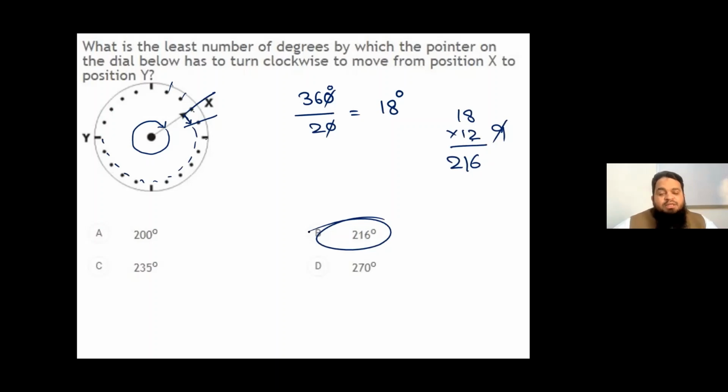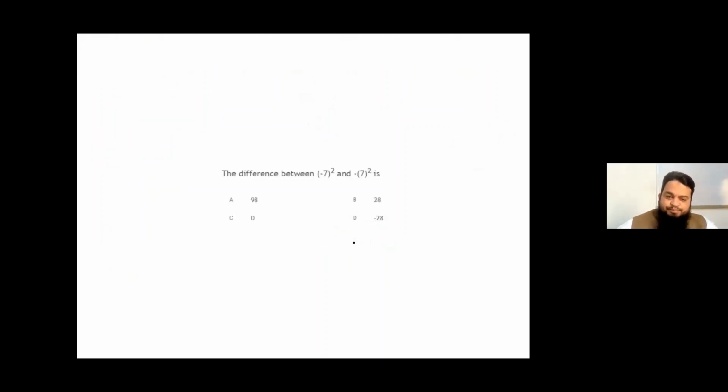So be careful in these problems. Whenever they give parts, you count the parts. Here it is 20 parts. Okay. So let us go for the next problem.